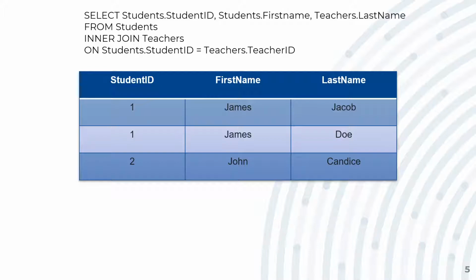Here we are selecting student ID, student first name, and teacher's last name. This is important. Even though we are selecting something from the teachers table, it is okay to use from students in the code. We are then inner joining teachers on the condition that student ID is the exact same as teacher ID.